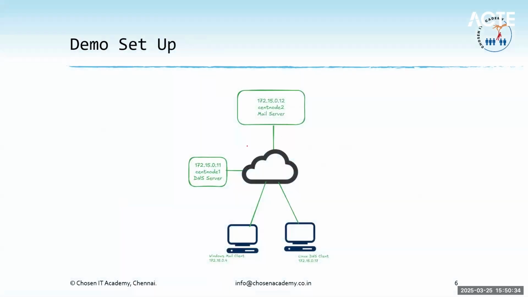So demo setup: I am having a mail server here, that is running on 172.15.0.12, and my DNS is present on 11. There is a Windows mail client, and I'm also going to demonstrate a Linux mail client. So it's DNS client, it's mail client. On Windows, I am using the Thunderbird mail client. I'll show that in a moment.